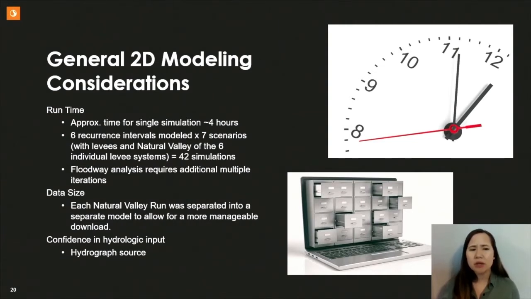Finally, another thing to consider is the confidence that you have in your hydrologic input. We were very lucky that the Payette River model had a USGS gauge with a lot of historical storm data, so we were able to develop the input hydrograph based on gauge data that was actually recorded along this stream. But if that's not available, it's just going to add some additional uncertainty to the total volume of water that your 2D model is experiencing.